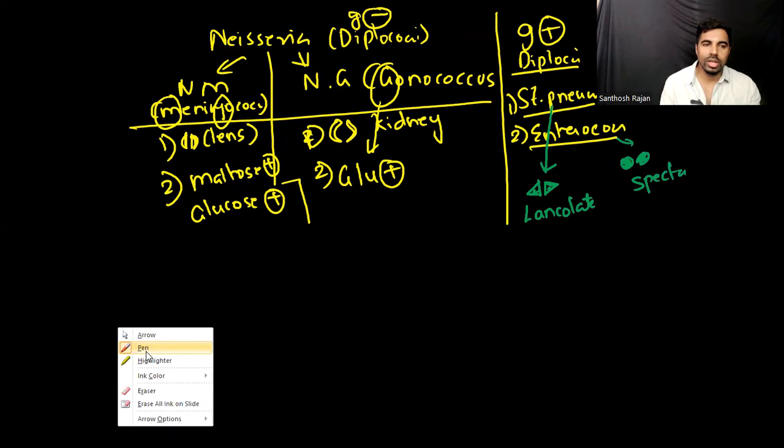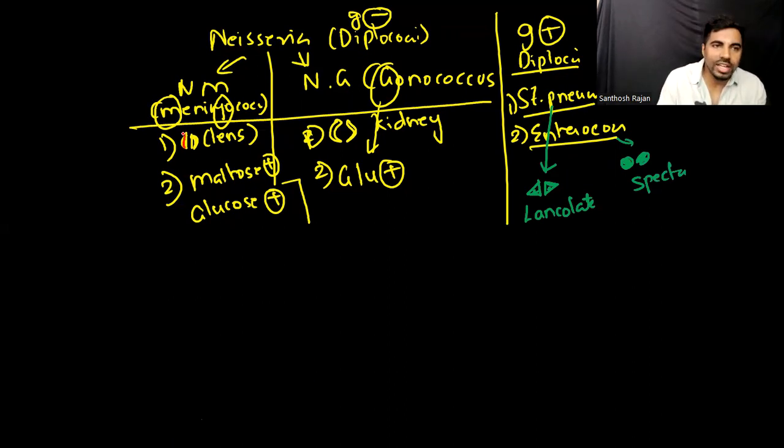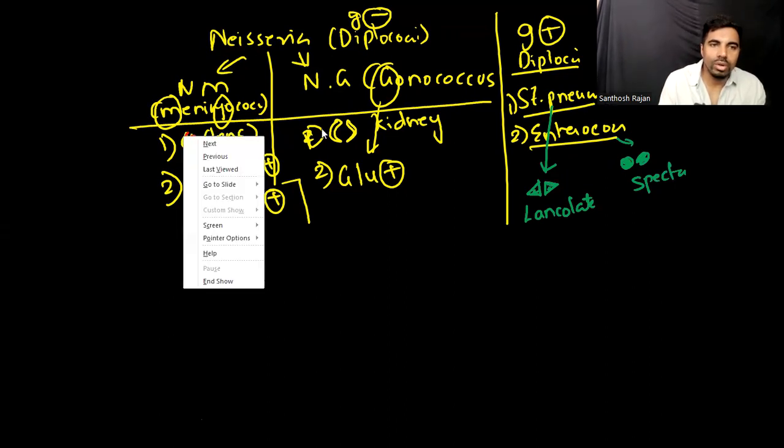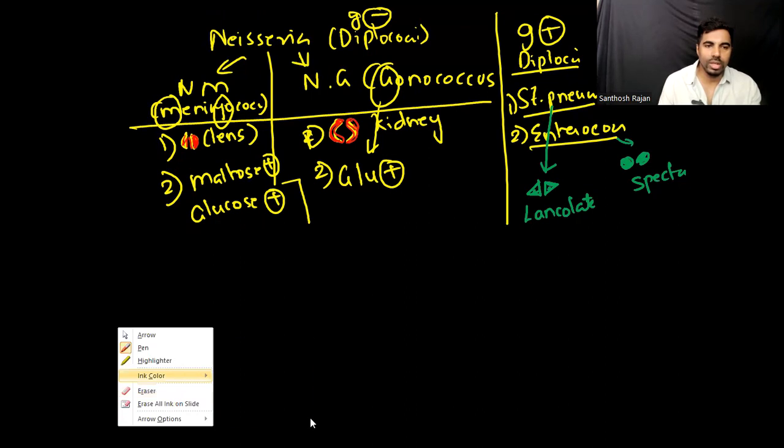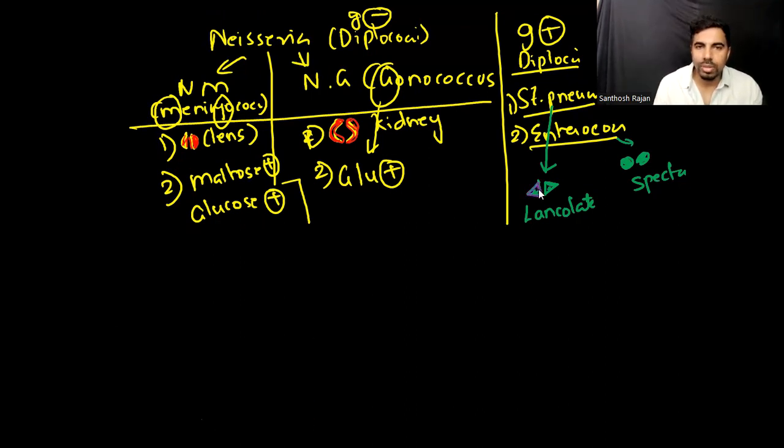Because, see, I'm going to make it clear for you here with the colors. For meningococcus, a pink color, because it is gram negative. Both will be like this, okay? But for the other two, what color will it be? Purple color. That's because it's gram positive. I'm just putting the color so that it is easier. Lanceolate shape, spectacle shape. That's it. Diplococci.